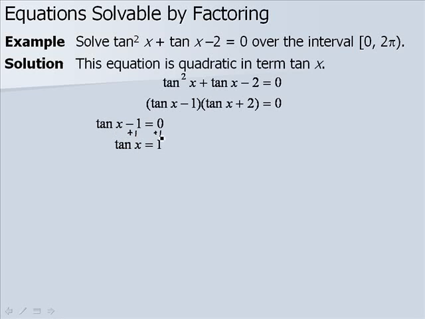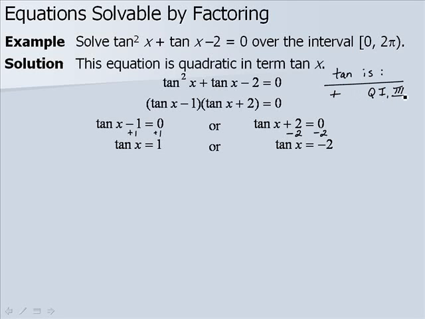Once we've factored it, we set each factor equal to 0 and then solve for tangent of x. In this first one, we can add 1 to both sides to get tangent of x equals 1. And for our other factor, we set it equal to 0, and here we'll subtract 2 from both sides to get tangent of x equals negative 2. Now, take note that tangent is positive in quadrants 1 and 3, and it's negative in quadrants 2 and 4. So our answers for this first equation will be in quadrants 1 and 3, and our answers for the second one will be in quadrants 2 and 4.